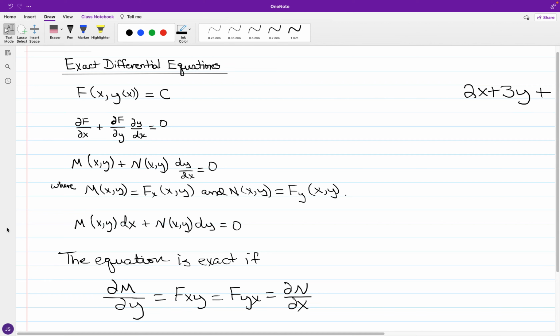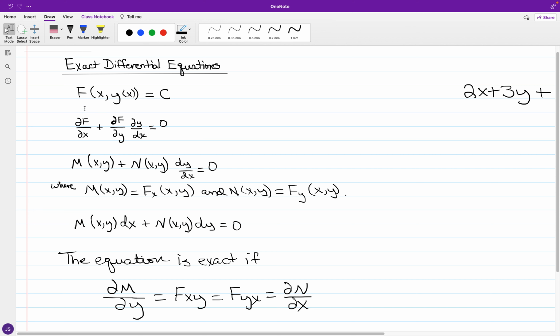Okay, for the next portion, still in the same section on substitution methods, we have what will be regarded as exact differential equations. If you notice, we have some partial differential notation, and now we have a first order differential equation.